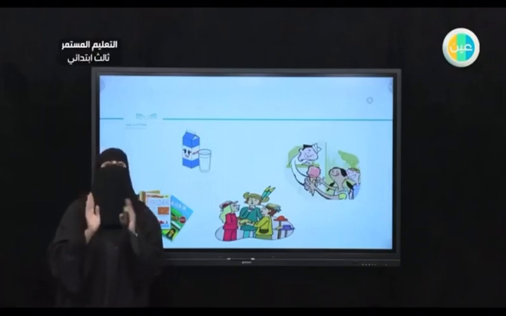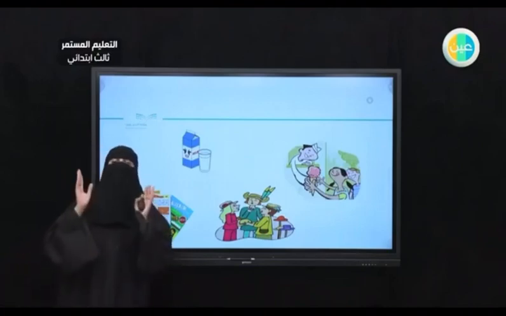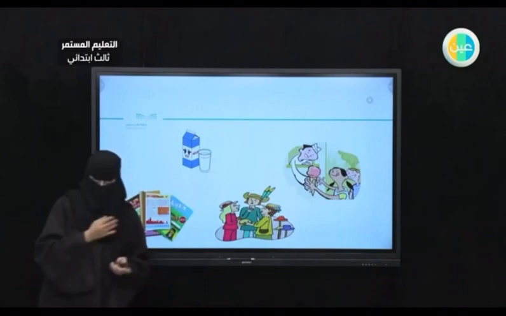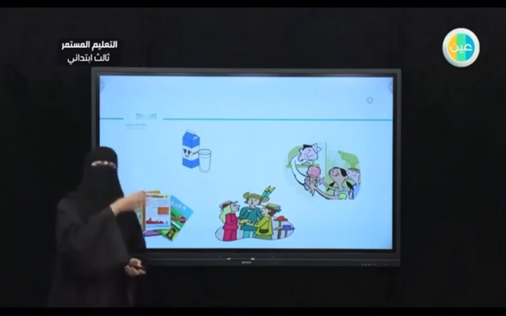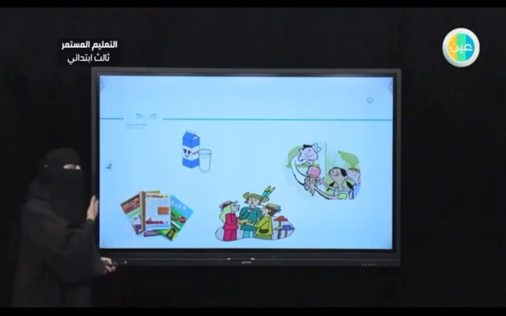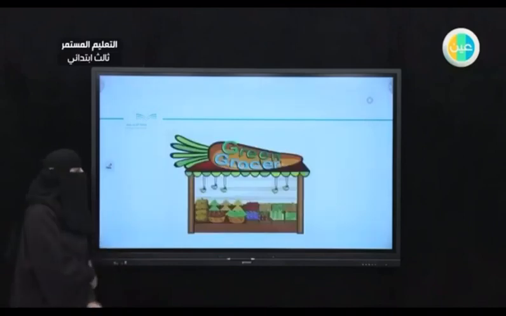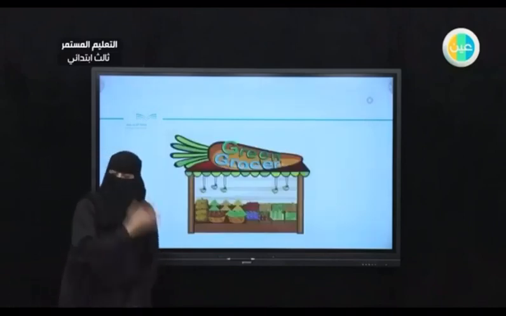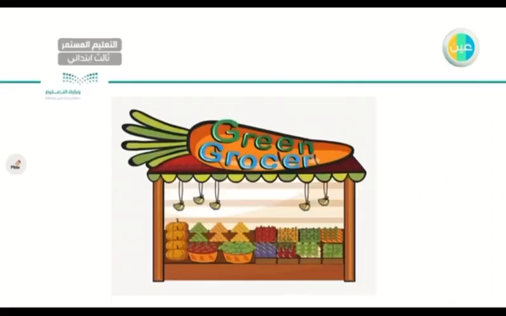If I ask you, my dear student, do I get all these items at one place? The answer is definitely no. So we must have different kinds of shops, right? Different kinds of shops so we can buy all these different items. Starting from the first shop, what do we call this? It's called green grocer or green shop.